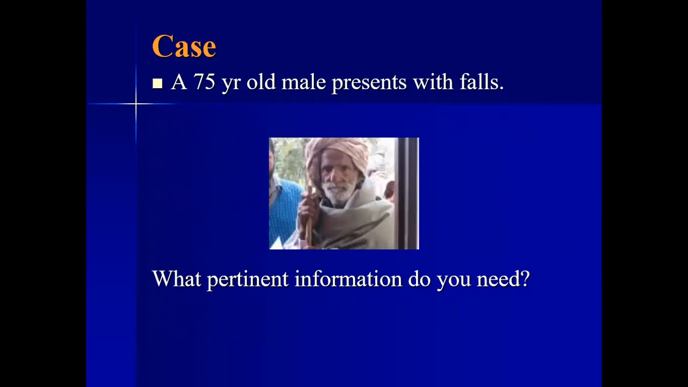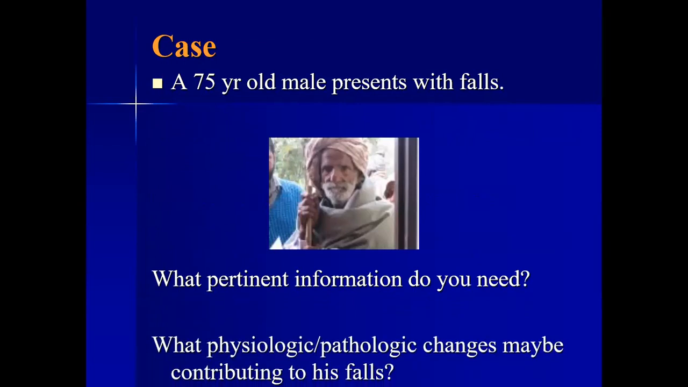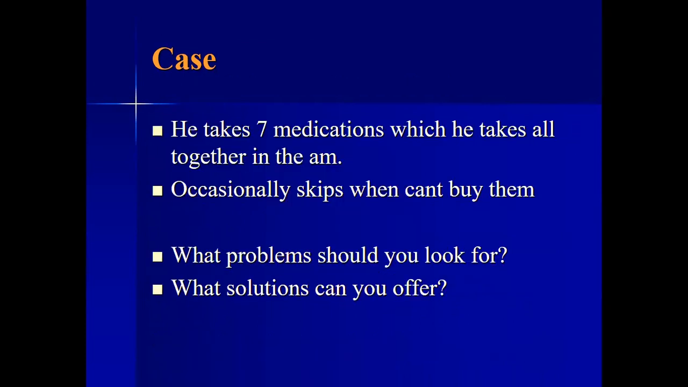So a 75-year-old male presents with a fall. What important pertinent information do you need? And what physiological and pathological changes may be contributing to his fall? We are discussing a case. He takes 7 medications, which he takes all together in the morning. Occasionally he skips them when he can't buy them. What problems should you look at and what solutions can you offer?